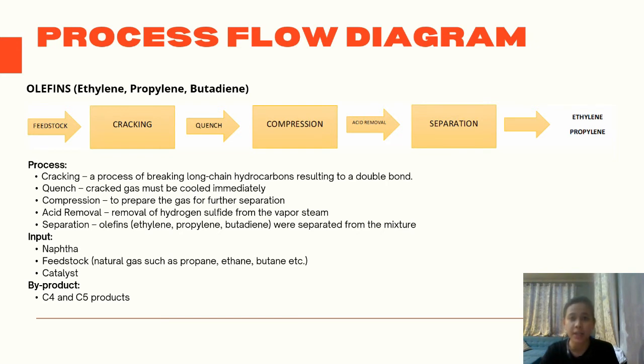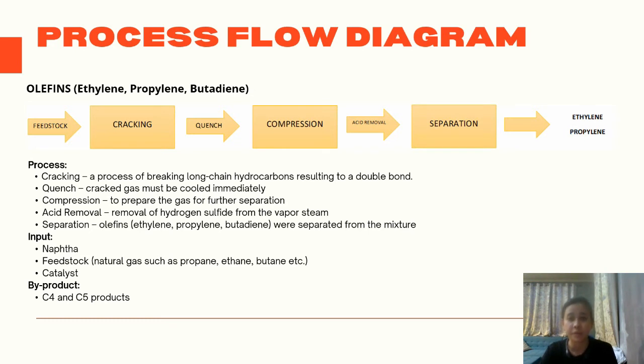The temperature is at 500 to 800 degrees Celsius. The reaction is highly endothermic. It is then fed into a water-based quench for it to cool down and to avoid further reactions. Next is compression to prepare the gas for further separation. Together with compression, acid removal also occurs. So in here, we are trying to remove the sulfur from the cracked gas. Lastly is the separation to remove hydrocarbons and hydrogen from the pure ethylene and propylene.